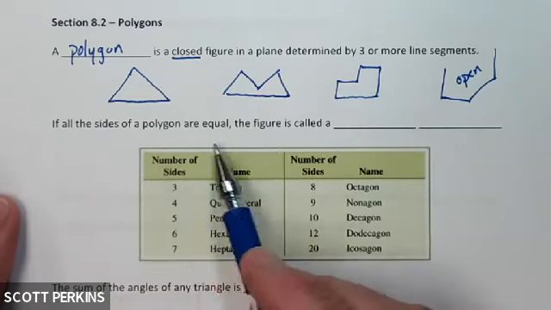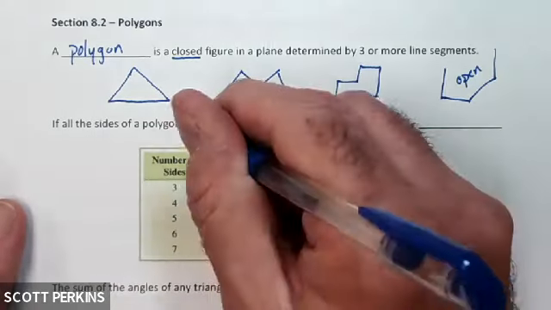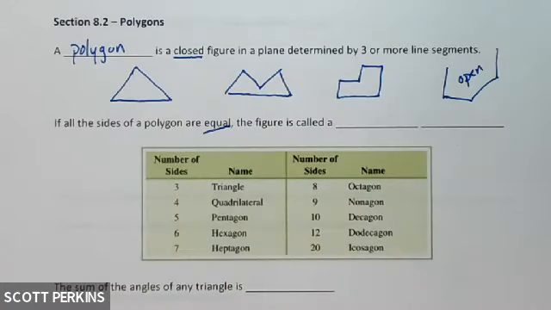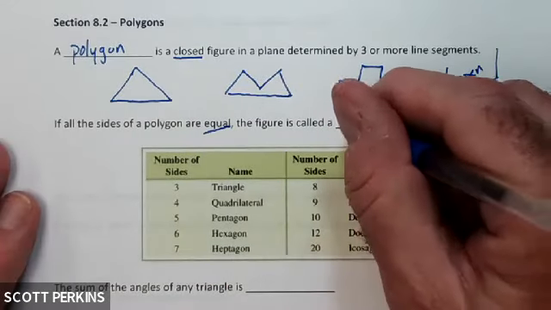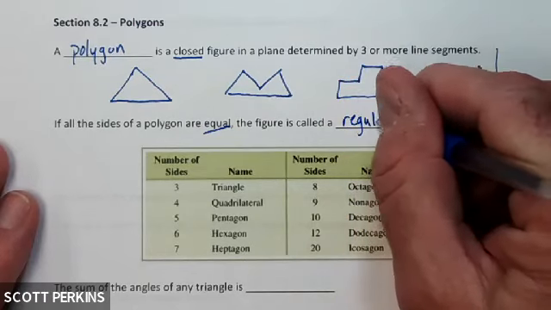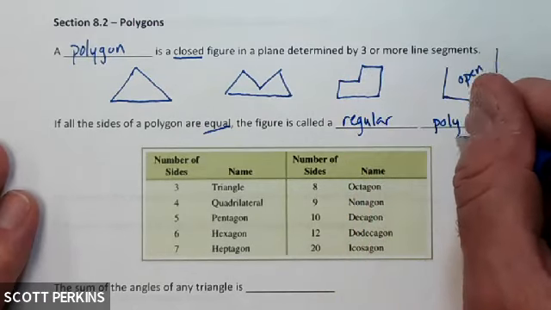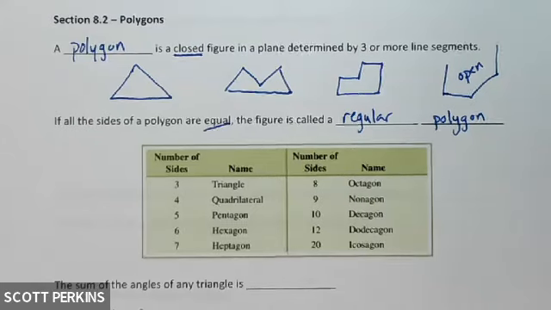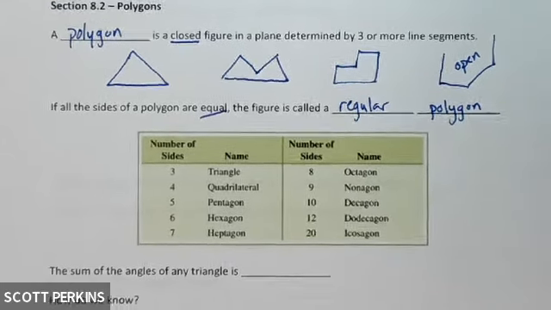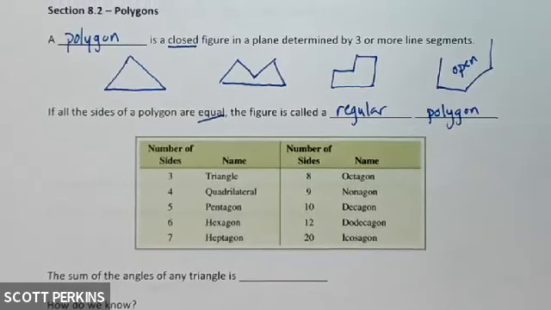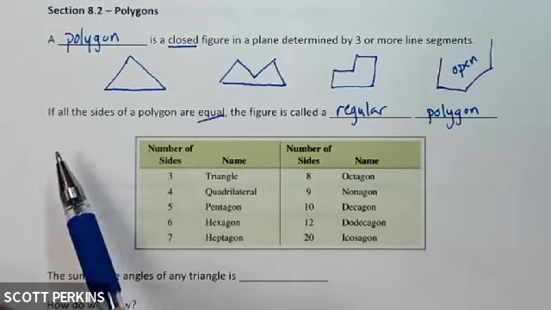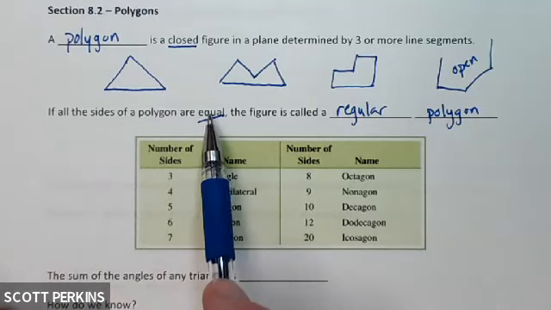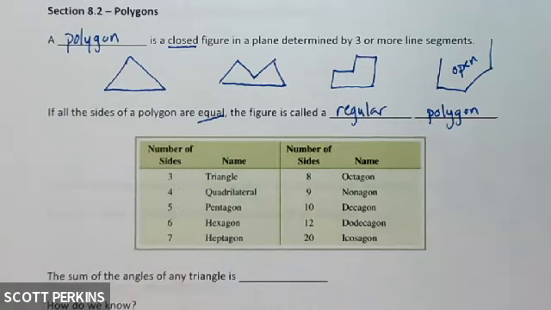If the sides of a polygon are equal, okay, so if we know that all the sides are equal, the figure is called a regular polygon. So that word regular, we'll use that as part of some problems today, so you're going to see it again. That word regular is significant. It is giving you some good information. And also I want to mention, if all the sides of a polygon are equal, it also stands to reason that all the angles are also equal. That's a little bit of trivia.